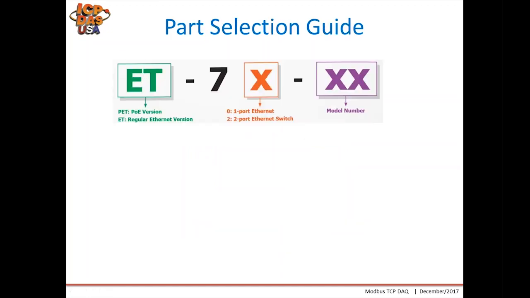Here's a selection guide. It just shows part number selection. If the first block has a P, that just means it's a power over Ethernet version. The ET series is our Modbus TCP series. The 7 is in all the parts. The next digit corresponds with the number of Ethernet ports. A 0 refers to one Ethernet port, and a 2 in that placeholder will signify that it has dual Ethernet ports and therefore can be daisy chained. And the model numbers are consistent with our other series. We'll go over the selection table in the next slide.